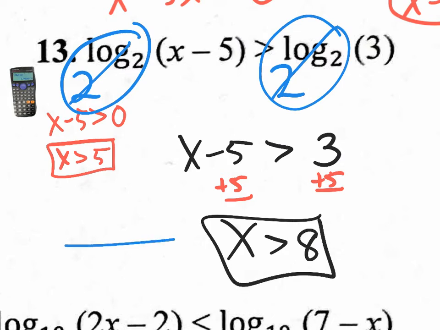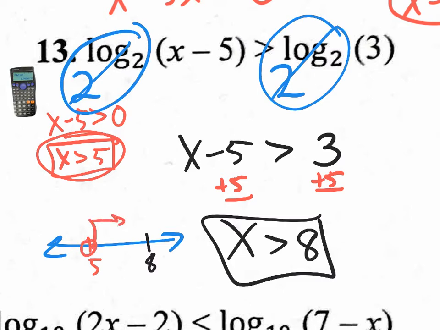Think about them on a number line. We have the 5 right here, and we have the 8 over here. Now let's look at the 5. It says x is greater than 5. Greater than is to the right. X is greater than 8. Greater than is to the right as well. So what's my overlap piece? 8 or greater. Does that make sense?